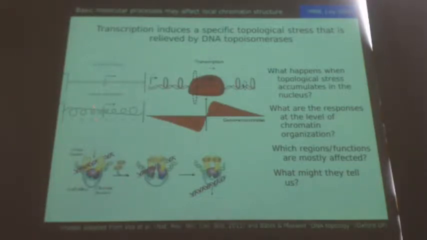So if one imagines how transcription propagates, what happens is that the RNA polymerase is constantly unwinding DNA in front, and this creates negative supercoiling at the back and positive supercoiling in the front. It's like trying to rip apart an entangled thread.